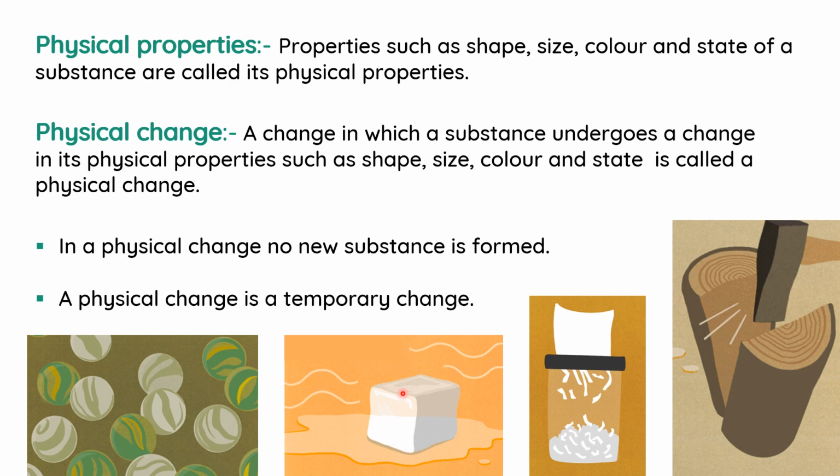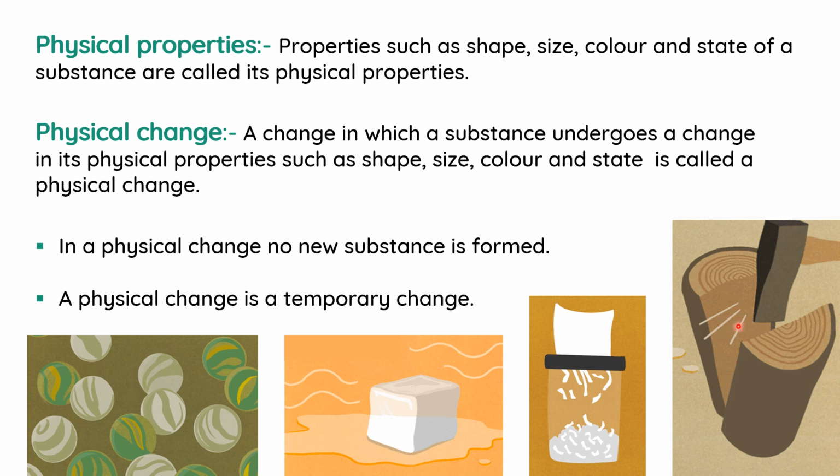And here also the melting of ice. Here the state has changed, but no other new substance. Actually this is water, and the ice cube is also water, but only the state has changed. And in this picture, cutting of paper. In cutting of paper, these small pieces are also paper, and only size and shape have changed, but still they are pieces of paper. And here cutting of a wooden piece. Cutting small pieces of wood, that is also wood, but only the size and shape have changed.